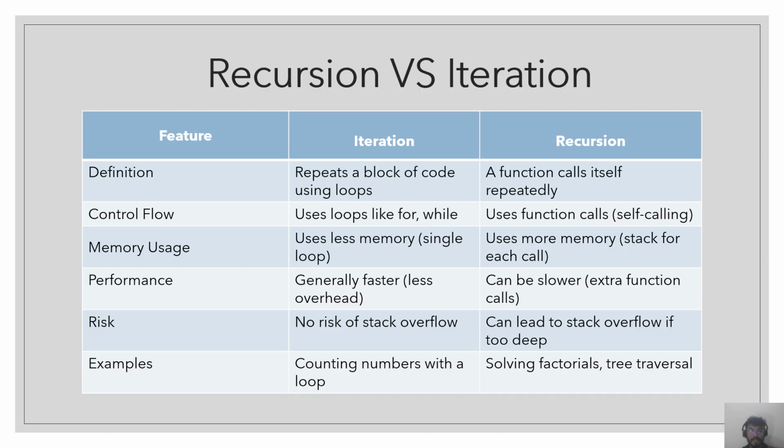Performance: iteration is generally faster with less overhead. Performance for recursion can be slower because of extra function calls. Risk: for iteration, there is no risk of stack overflow. The risk for recursion is that it can lead to stack overflow if too deep. Example for iteration: counting numbers with a loop. Examples for recursion: solving factorial, trees, etc.